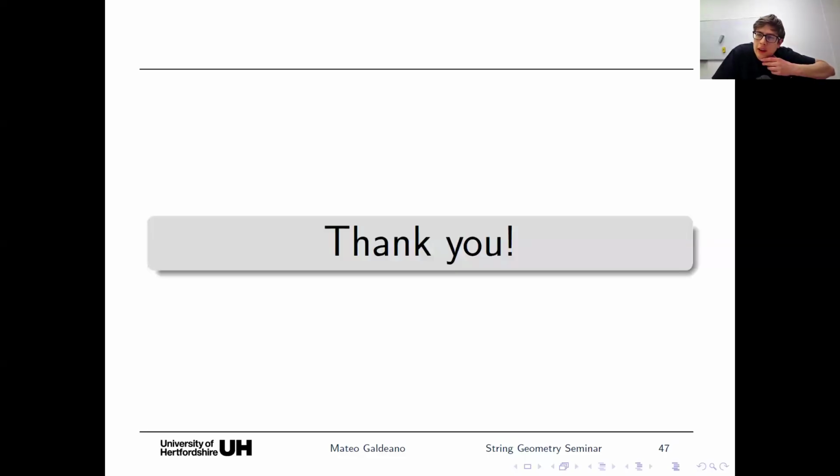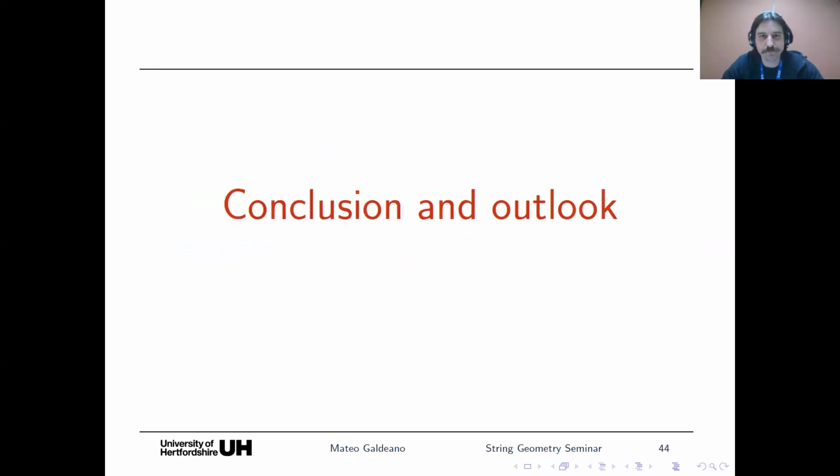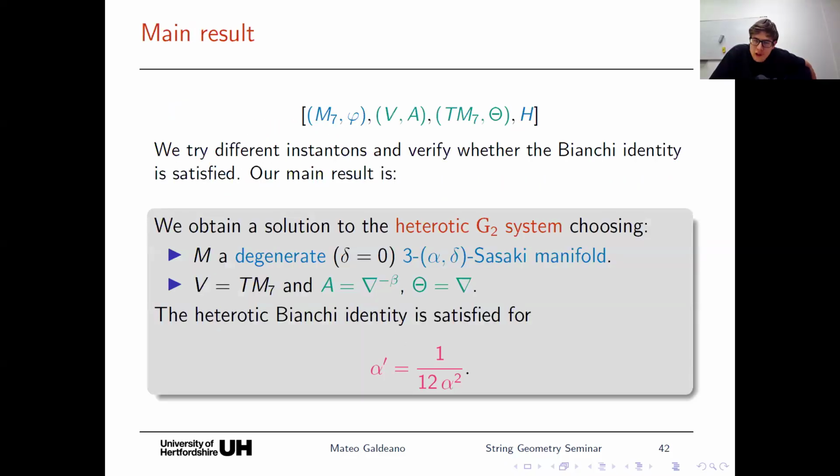Maybe can I ask, so you determined alpha prime to be inversely proportional to alpha, right? Right, yes, in the degenerate family. So small alpha prime corresponds to very big alpha. Is something interesting happening in that limit of the degenerate case?